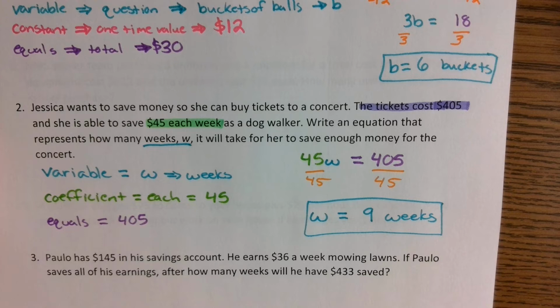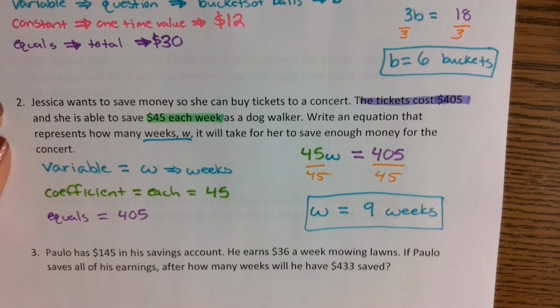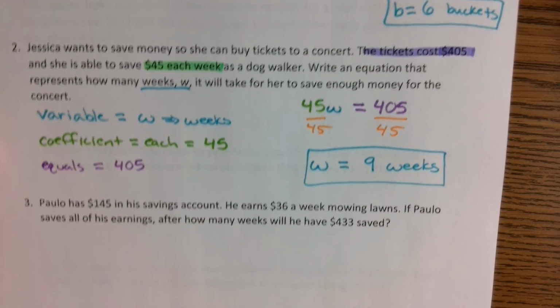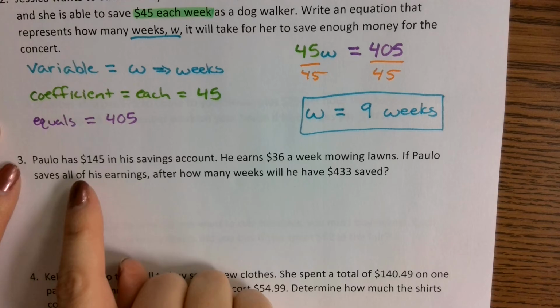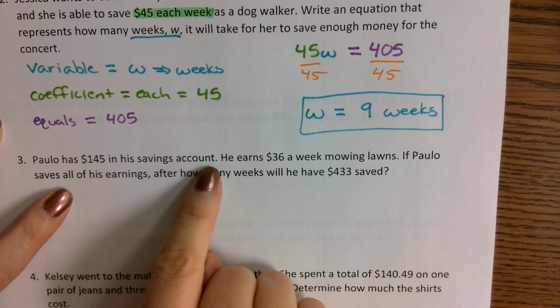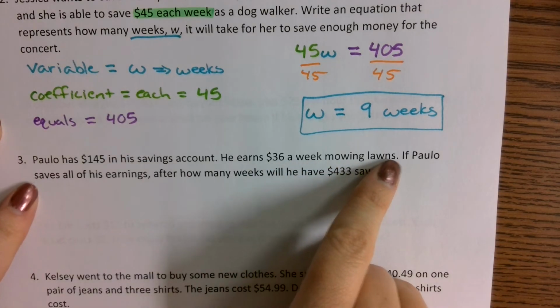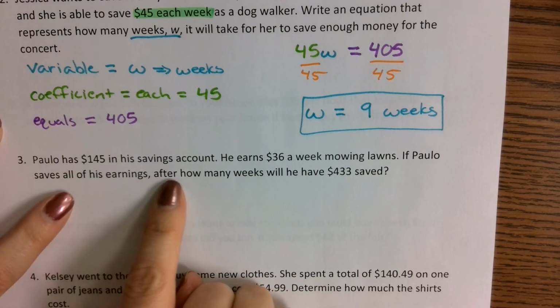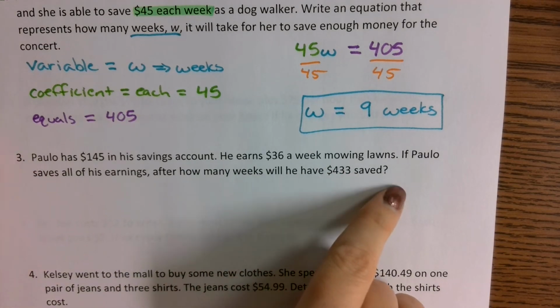Okay, you're writing them, translating the word problems into an equation, and then you're going to go ahead and solve the equation. Let's do another together. Paulo has $145 in his savings account. He earns $36 a week mowing lawns. If Paulo saves all his earnings, after how many weeks is he going to have $433 saved up?